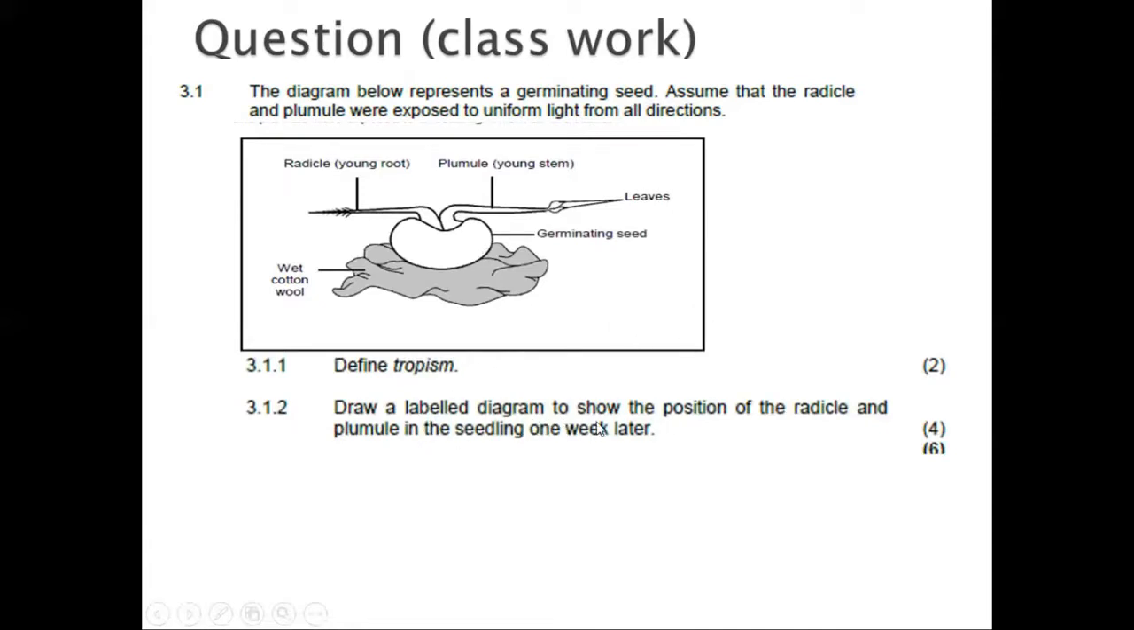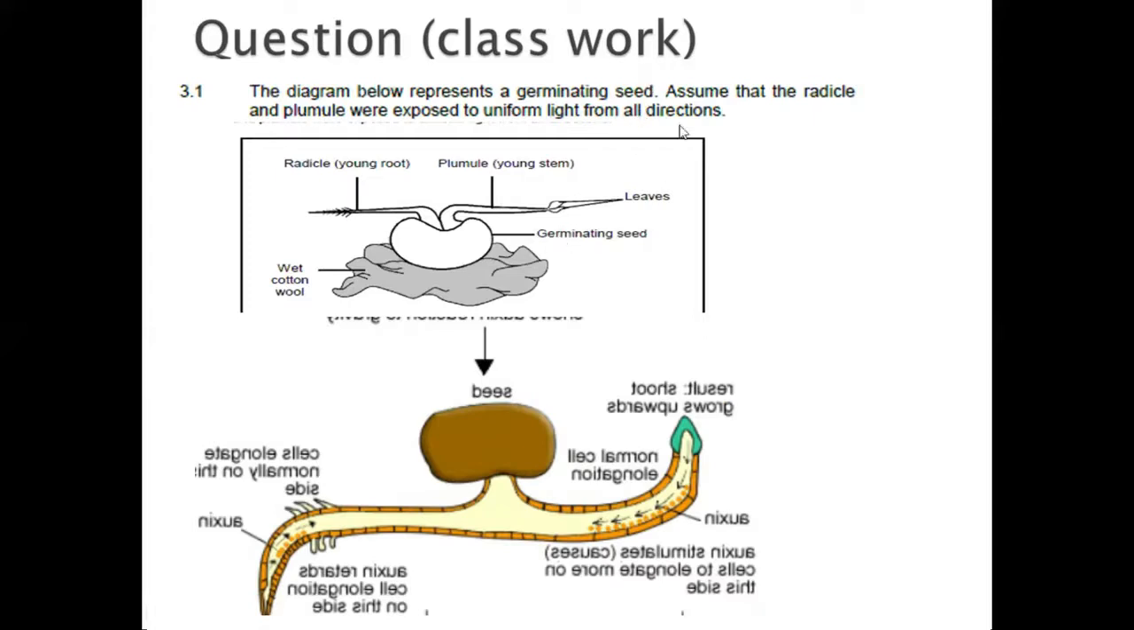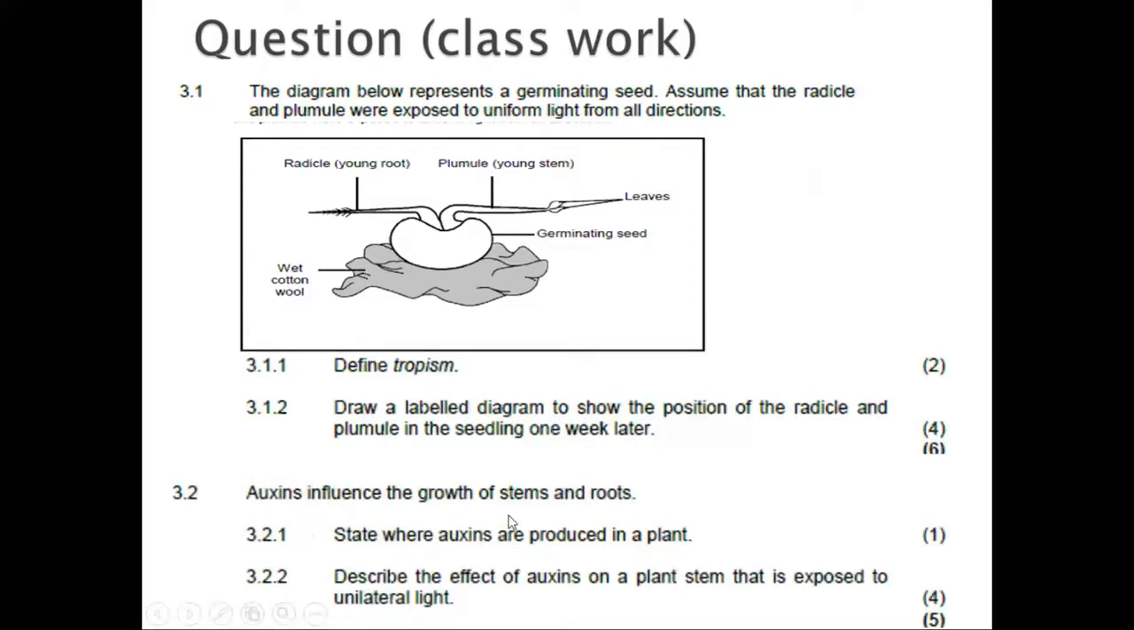Draw a labelled diagram to show the position of the radicle and the plumule in the seedling after one week. It means that the plumule will be going upwards, because it is exposed to uniform light, so it is supposed to grow upwards, while the radicle is supposed to grow downward. We are saying that auxins influence the growth of stems and roots. State where auxins are produced. They are produced at the tip of the shoot and the tip of the root.